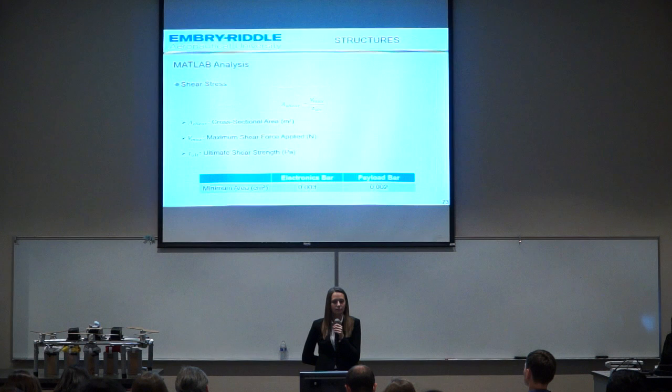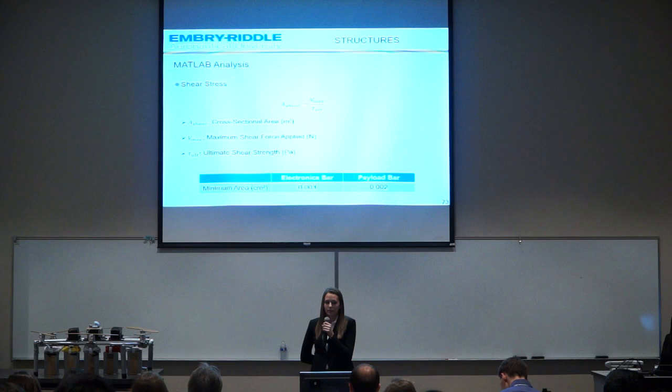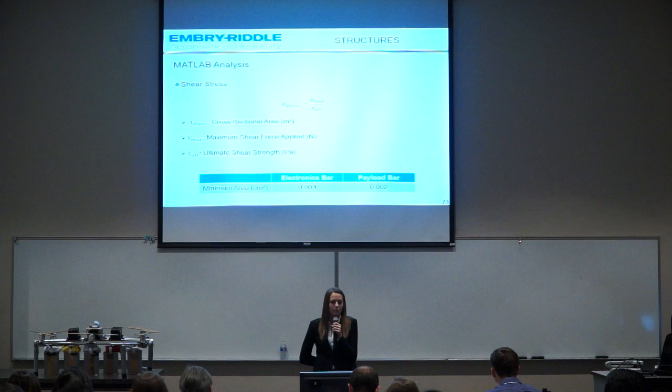The second metric we use to create the dimensions for the electronics and payload bar is the area due to shear, where V max is the maximum shear force each bar will experience. And the ultimate shear strength is denoted by tau ultimate in the equation above as well. With this equation, we calculated the minimum area for the electronics bar to be 0.003 centimeters squared, and the payload bar has a minimum area of 0.002 centimeters squared.